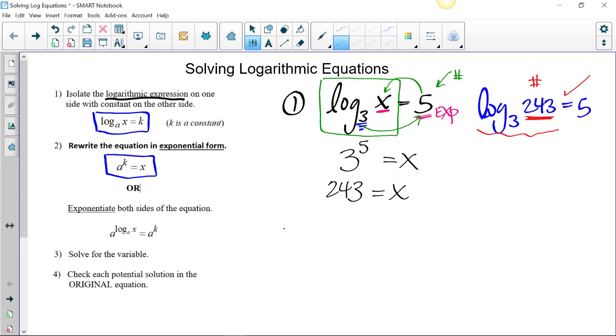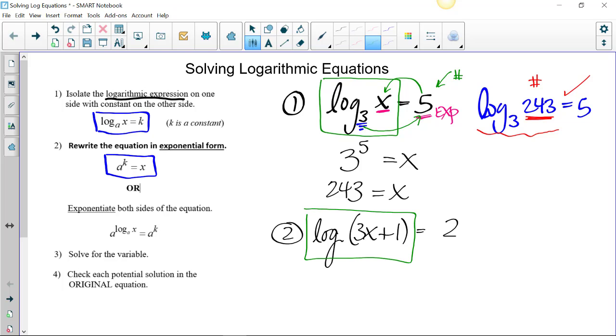All right, let's look at another one. Fairly basic. So how about something like this? Log of 3x plus 1 is equal to 2. Once again, the logarithmic expression is isolated. I've got a number on the other side. I'm ready to go to step 2, which would be rewrite the equation in exponential form.